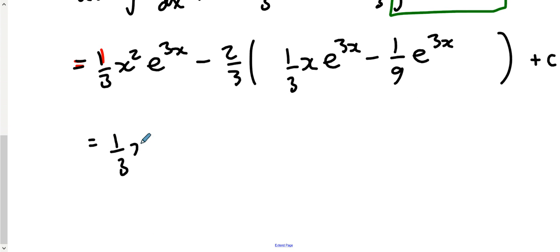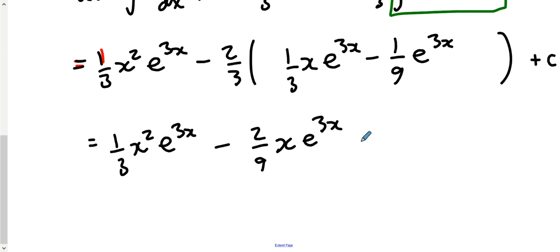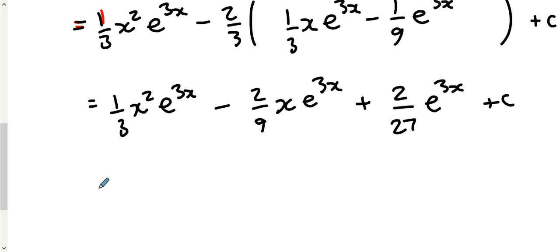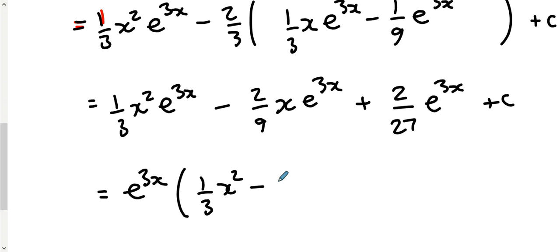So that's going to be 1/3 x squared e to the 3x minus, I'll multiply that through, that's 2/9 x e to the 3x plus 2/27 e to the 3x plus a constant. And that's pretty much done. All we need to do now is try and factorize it out as much as possible. So let's take out e to the 3x first. That leaves 1/3 x squared minus 2/9 x plus 2/27 plus a constant.